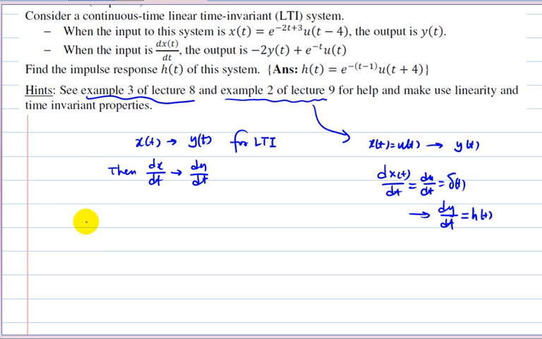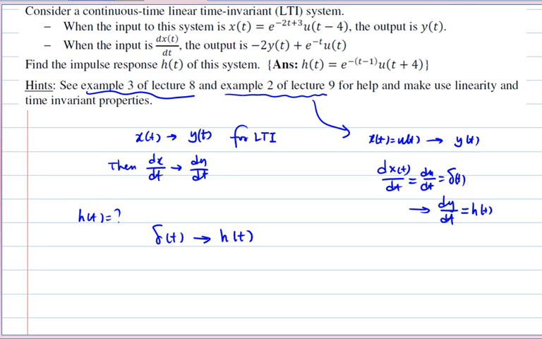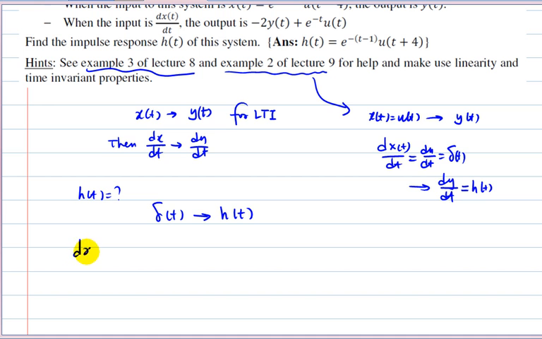Okay, so for this question we want to know what h of t is. The definition, of course, is that delta t produces h of t. That's the definition of impulse response. The question gives you x of t, which gives output y of t, and it also tells you that when the input is dx over dt, the output is this. So I guess the first step is to take the derivative dx over dt. You already have x of t, so you need to calculate this one first.